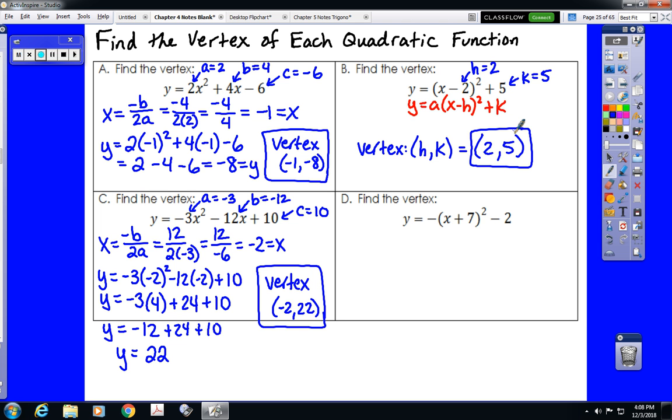Same thing in the next problem. Here we have an h value of negative 7 and a k value of negative 2. Notice how I ignore this number in front of the parentheses. It doesn't matter for finding the vertex. Whatever it is is unimportant. All that matters is what number is here, as its opposite is h, so h is negative 7, and what number is here, because that number will be k. So my vertex on letter D is negative 7, negative 2.